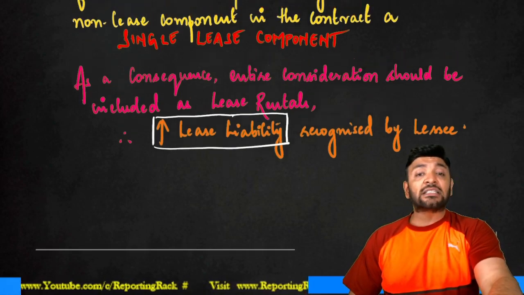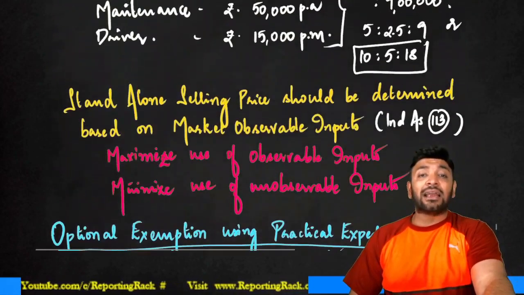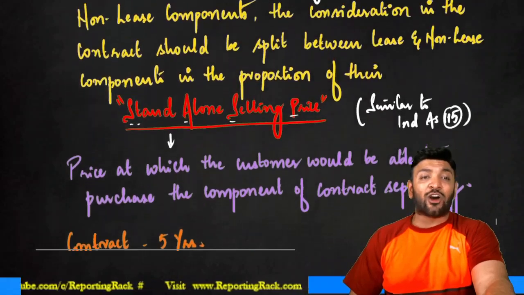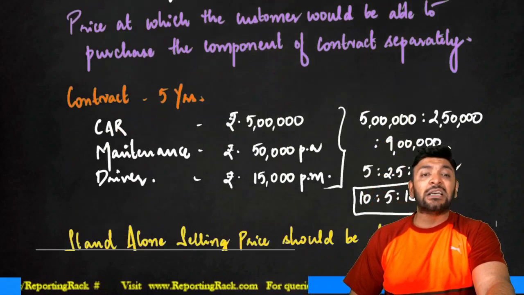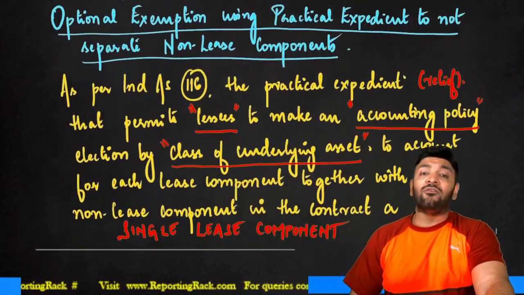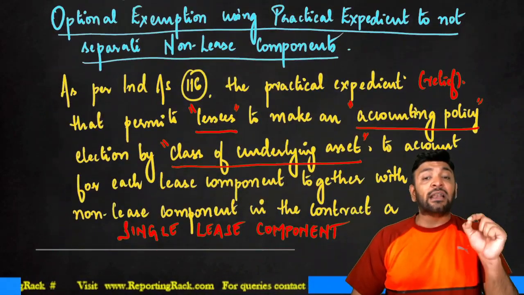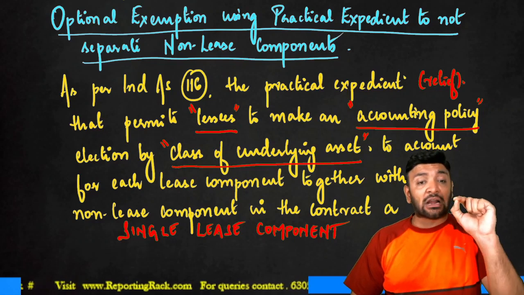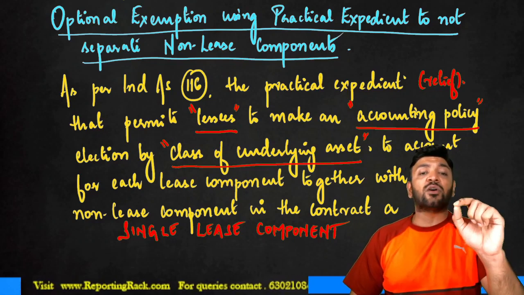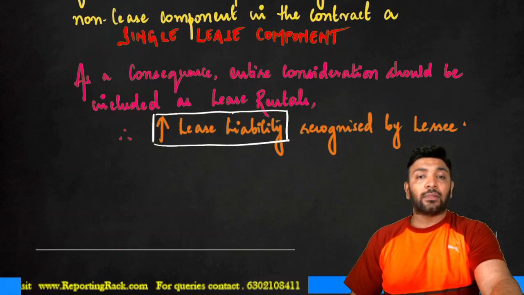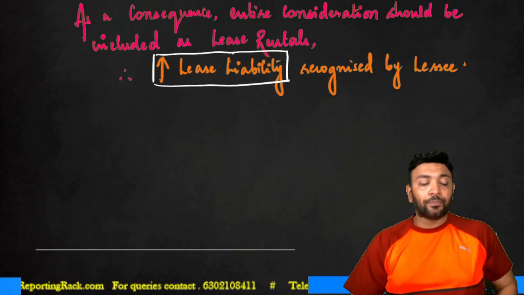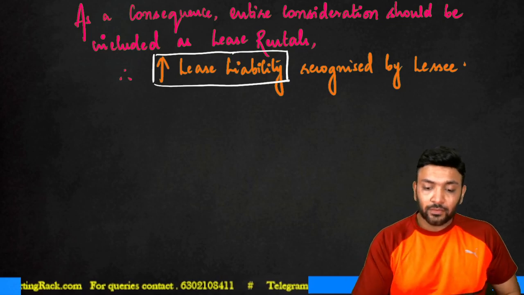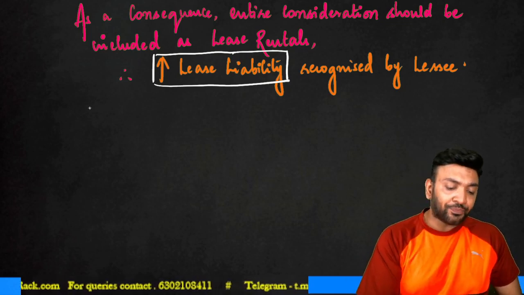So whatever discussion that we made earlier regarding separation of lease and non-lease components and the proportion of their standalone selling prices is no longer required when I am applying this practical expedient, but this should be applied as an accounting policy for a class of underlying assets. Clear? Get the logic? Write that statement.